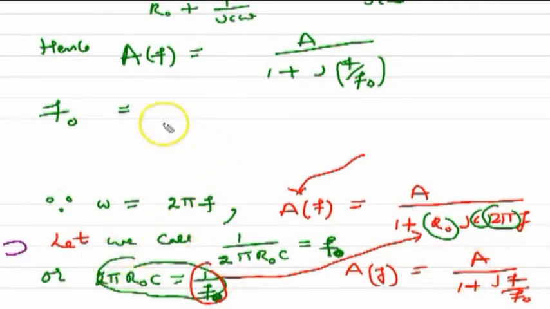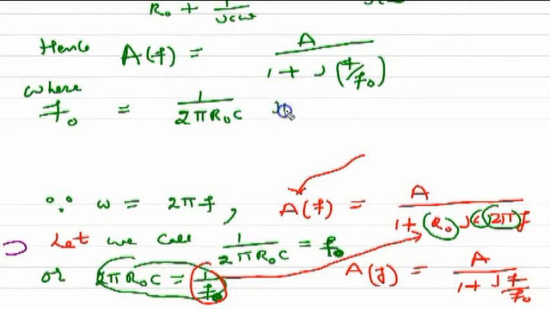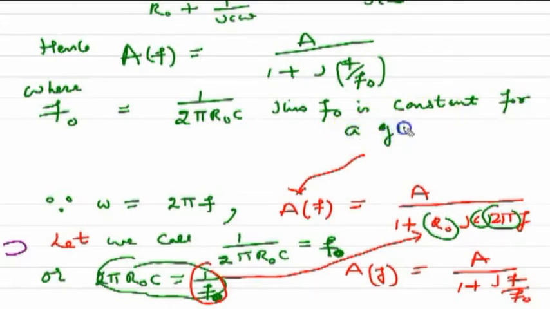Now this is a function. This is the gain of the operational amplifier, which is a function of the frequency, where F naught, which we fixed in the expression, is 1 over 2 pi R naught C. R naught and C are the internal factors of the operational amplifier, and that means F naught remains constant for a given operational amplifier. The F naught is constant for a given operational amplifier.